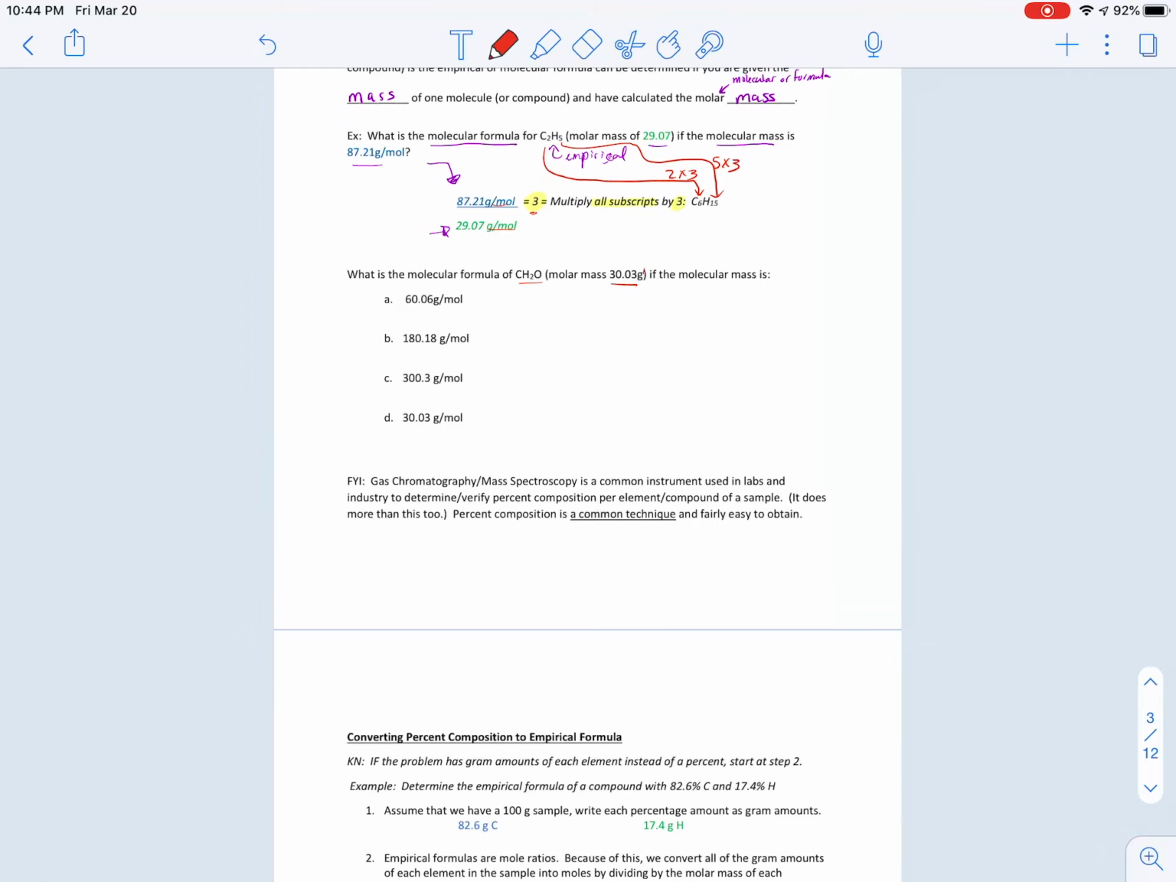All right, so I got some examples for you. What's the molecular formula of this guy? Here's your molar mass. Oh, I left off a grams per mole. I'm sorry. Should say per mole. If the molecular mass is, and we have these options. So you pause the video and you think it through.